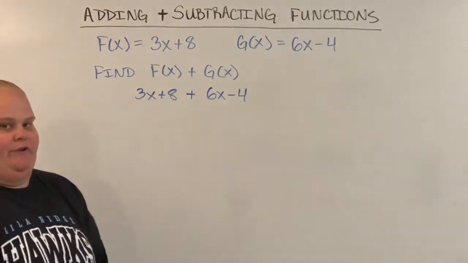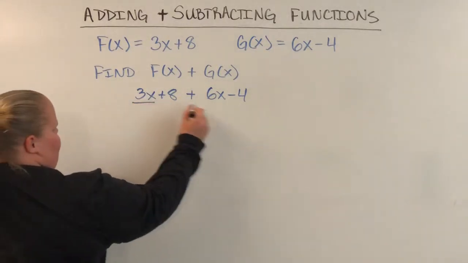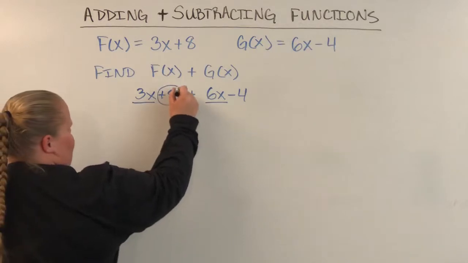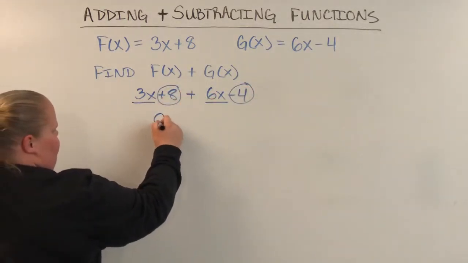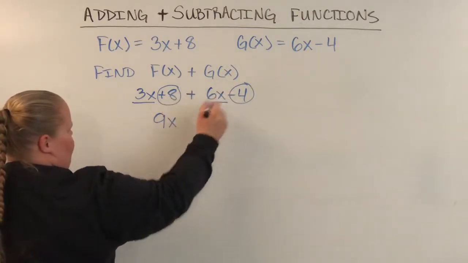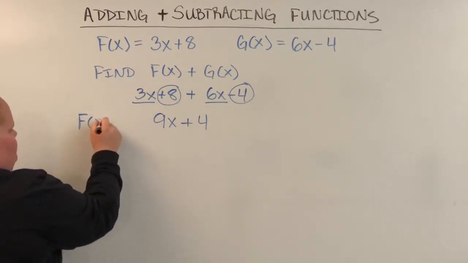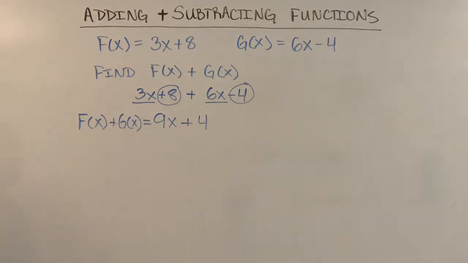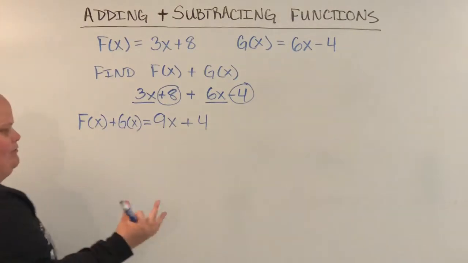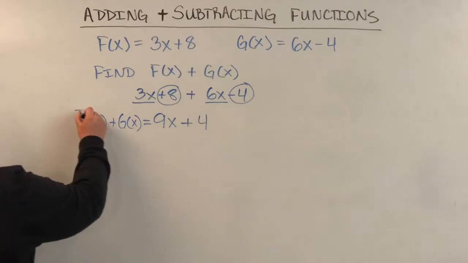Now what we're going to do is figure out what our like terms are and combine those. My like terms are going to be 3x and 6x, and then a positive 8 and a negative 4. So we're going to combine those. 3x and 6x, that's going to be 9x. 8 minus 4 is still a positive 4. So f of x plus g of x is going to equal 9x plus 4. I can't do anything else because these are not like terms, so I can't combine them. There's nothing else for me to plug in, so this is where I stop.